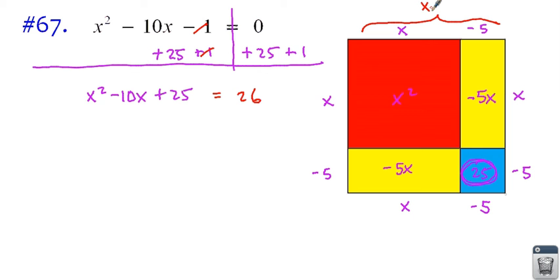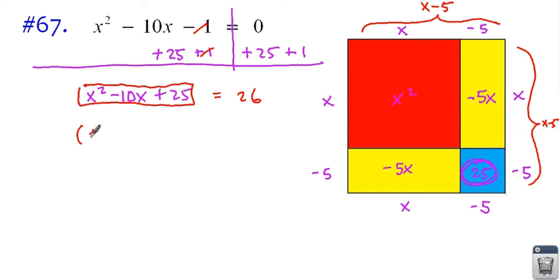The width of the box is x minus 5. The height of the box is also x minus 5. And so we can write this expression here on the left side of the equation as the product of its length and width, and keep the 26 just like it is. And the lovely thing there is that we've really got x minus 5 squared.